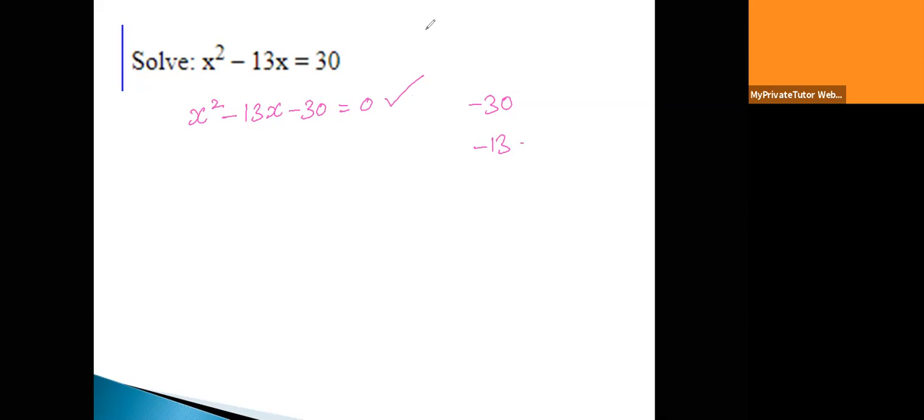No, we need to move this 30 to this side, Anna, because we need to write the equation in the form ax squared plus bx plus c equals 0. We must write the equation in this form first. So 30 goes to the other side and becomes negative 30. You got it?